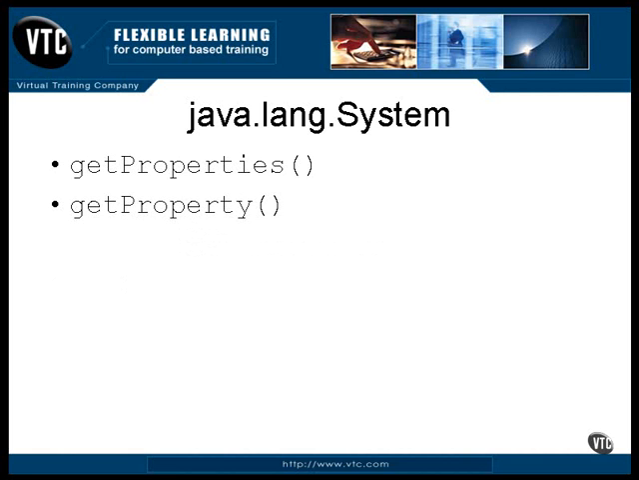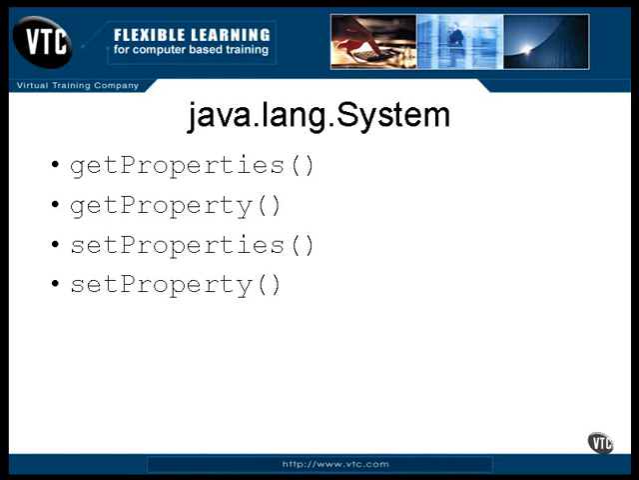The getProperties and getProperty methods can be used to retrieve property definitions. These will return in groups of one or more at a time the environment settings under which your program is running. You can also define property values by using these method calls.